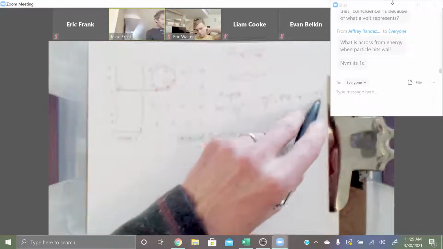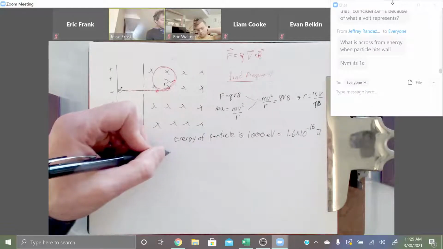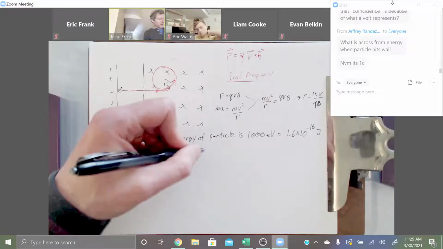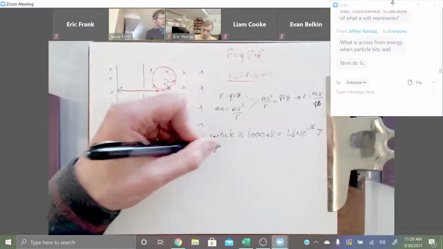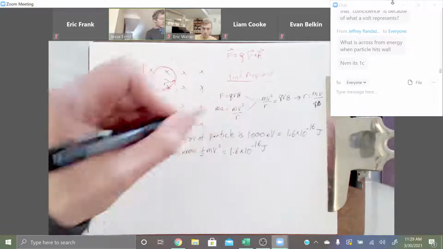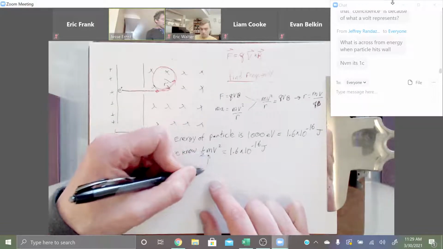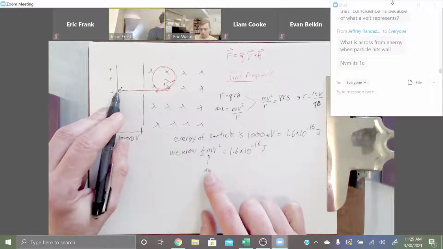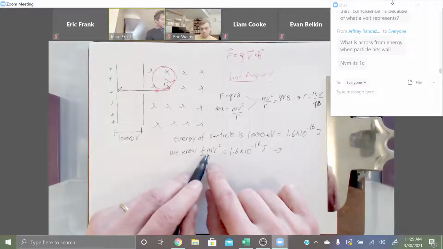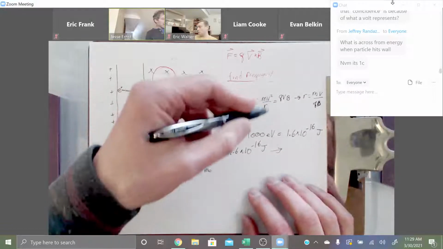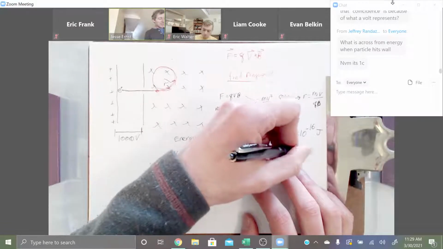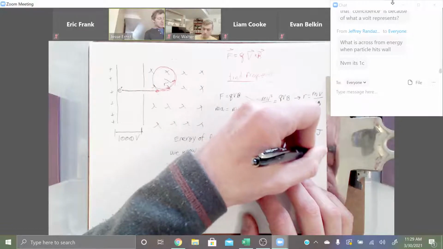Now what we really want is its velocity. We know that 1/2 mv squared has to equal 1.6 times 10 to the minus 16 joules. Then just plug in the mass of an electron or the mass of a positron, which is the same, do the arithmetic, take the square root, and this should give you a velocity of 1.9 times 10 to the 7th meters per second.